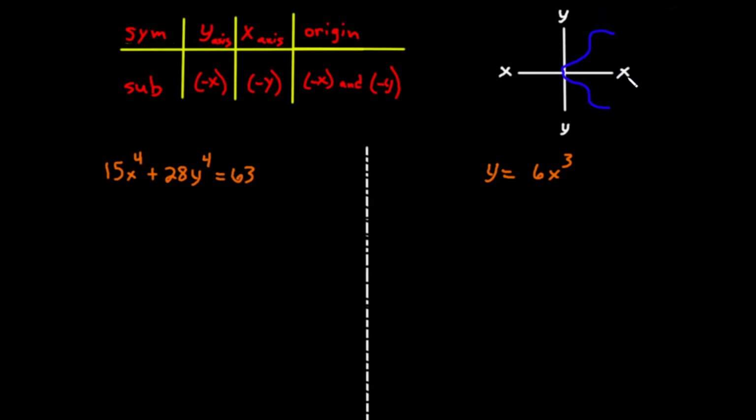Now, this is y-axis symmetry, and this is x-axis symmetry. What about origin symmetry? How would that look? Origin symmetry can be a little tricky, but here's an example. So imagine you have something like this. Does this look familiar? This is the graph of y is equal to x to the third power, x cubed.